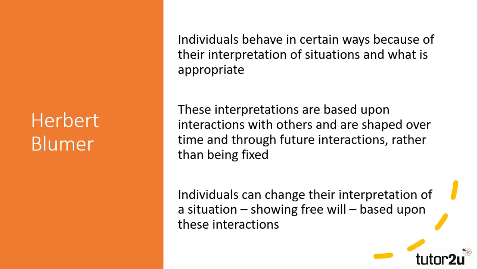Blumer thought that this was shaped by the interactions we have with others. Over time, these interactions come to shape our behaviour. If we learn there are negative consequences towards an action, we may not repeat it. Our views evolve as we learn those consequences, according to Blumer. They are not fixed responses that we have always given.